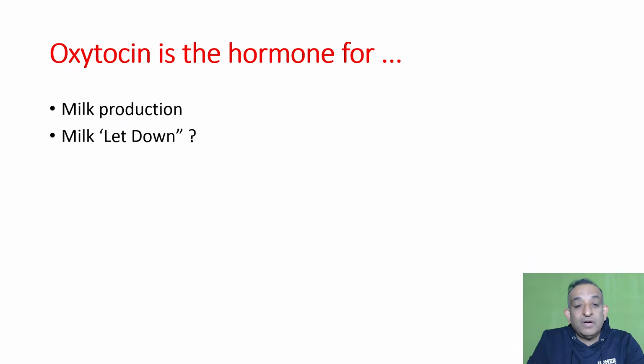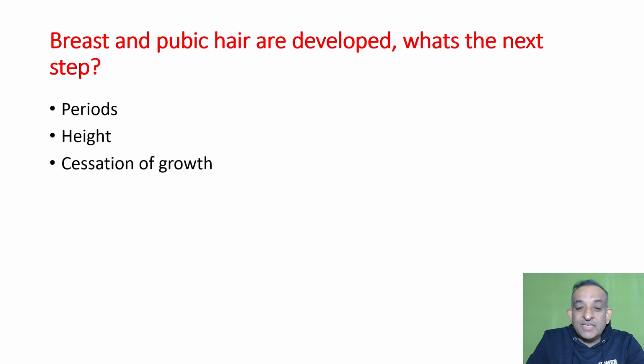Oxytocin is the hormone for milk production or milk letdown. Last week we discussed on YouTube, it is the hormone for milk letdown. Production is prolactin. Okay.